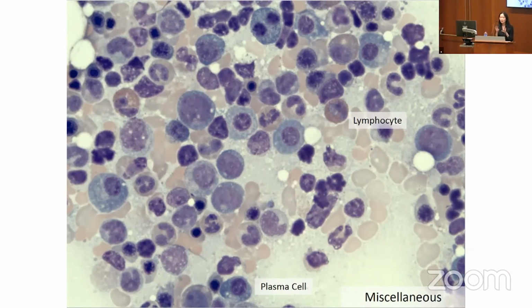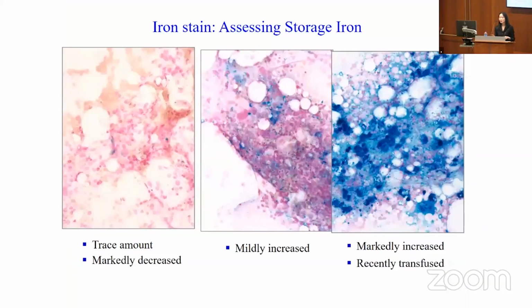And then in the meantime, while we're doing this count, we're looking at whether we get enough dysplasia in any of these lineages. We do an iron stain. This one, for some reason, is historically pink. And the iron is actually called Prussian blue, and it's these blue dots here. When you see this, this is generally someone who has been recently transfused. So just a lot of iron here.